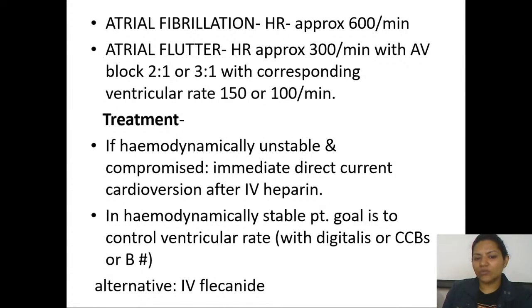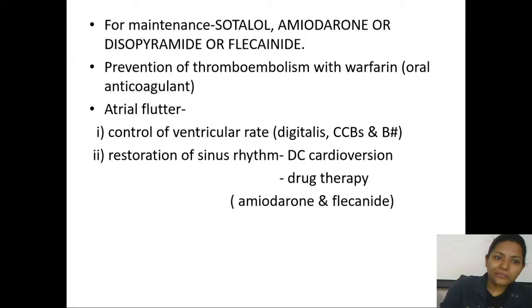If the patient is hemodynamically stable, now here our goal will be to control the ventricular rate. So we can give digitalis, calcium channel blockers, or beta blockers. Another alternative is flecainide. Now, once this ventricular rate has been controlled, we can put the patient on the maintenance dose of sotalol, amiodarone, or disopyramide or flecainide.